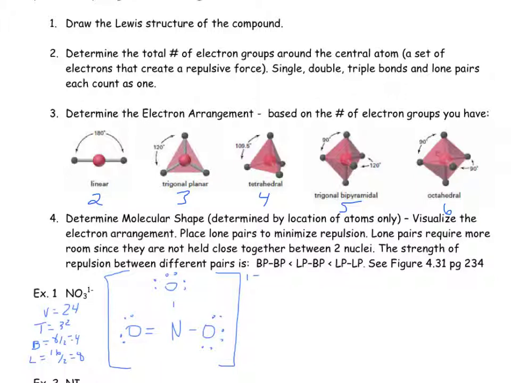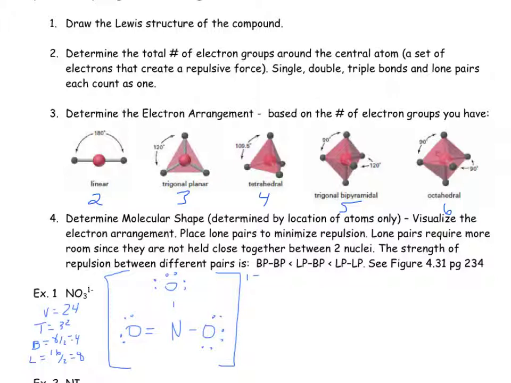Step 4. Determine the molecular shape. It's only determined by the location of the atoms. So what you have to do is visualize the electron arrangement. A little diagram always helps. Place the lone pairs on your diagram to minimize the repulsion. Lone pairs always need more room, since they are not held close together between 2 nuclei.